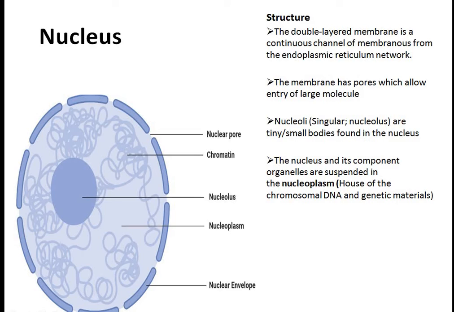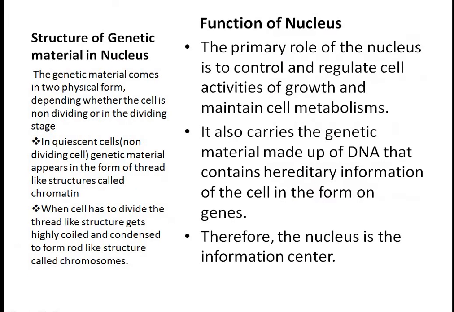I have told you about nuclei, and I have also told you about genetic material which is in the form of thread-like structures. Now let's get on with the structure and function of the nucleus. I told you that the function of the nucleus is to control activities like growth and other metabolic activities of the cell, since it contains the genetic material which is made up of DNA.